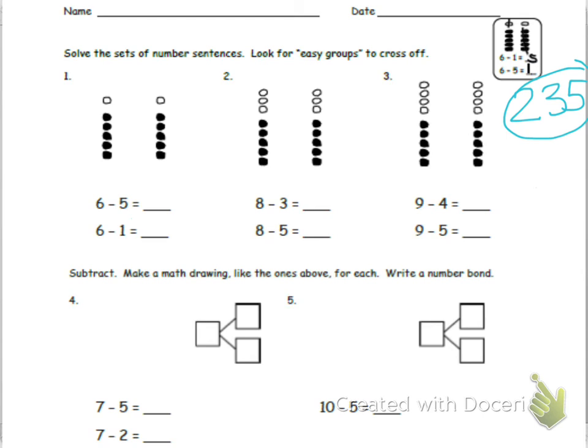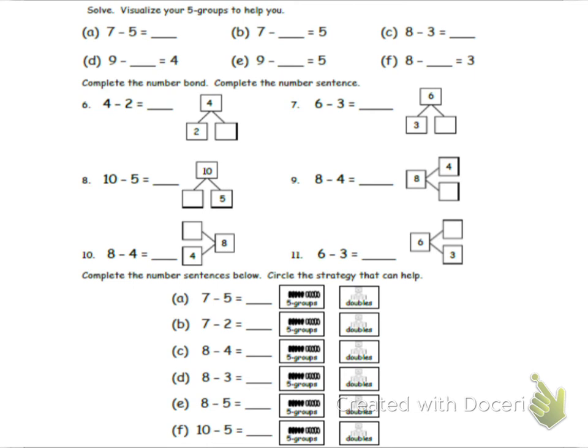Now I want you to turn to page 236. You did not do the other page I just talked to you about yet. I'm going to explain all the directions first, and then you're going to do it. Now this one, you're just going to solve them. Like this one, 7 minus 5 equals blank. Well, put up 7 fingers. You know 5 is your part, so take 5 away. How many do you have left? That's what you have to do for that one.